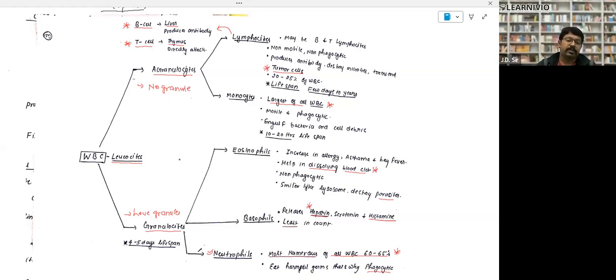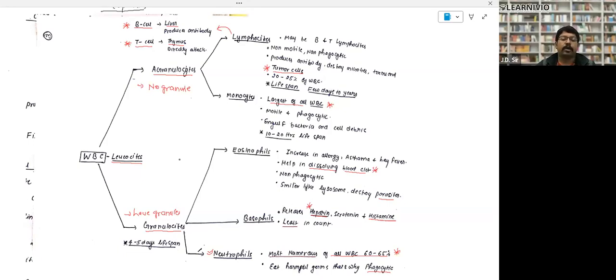B lymphocytes are normally called B cells. They produce antibodies and develop in the liver. T cells develop or mature in the thymus gland and they directly attack the germs, right? So that is a B cell and T cell.